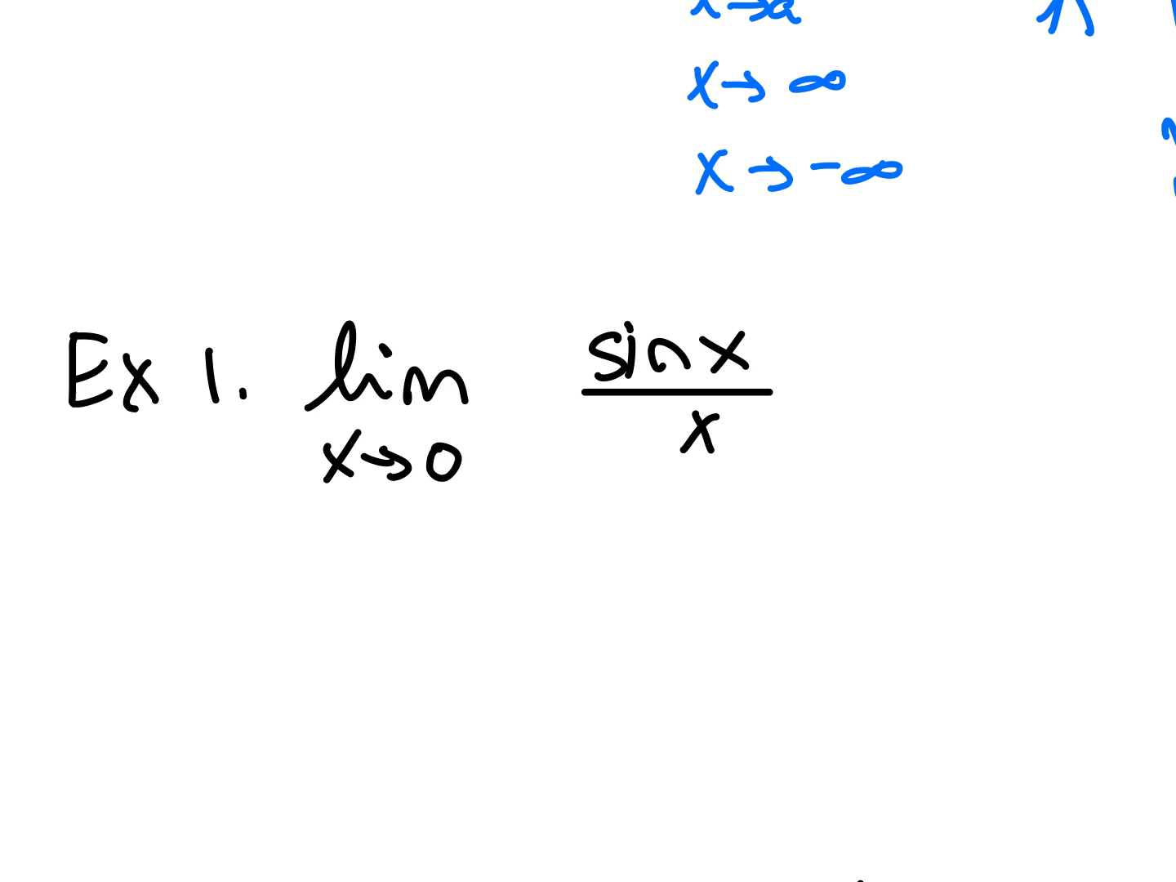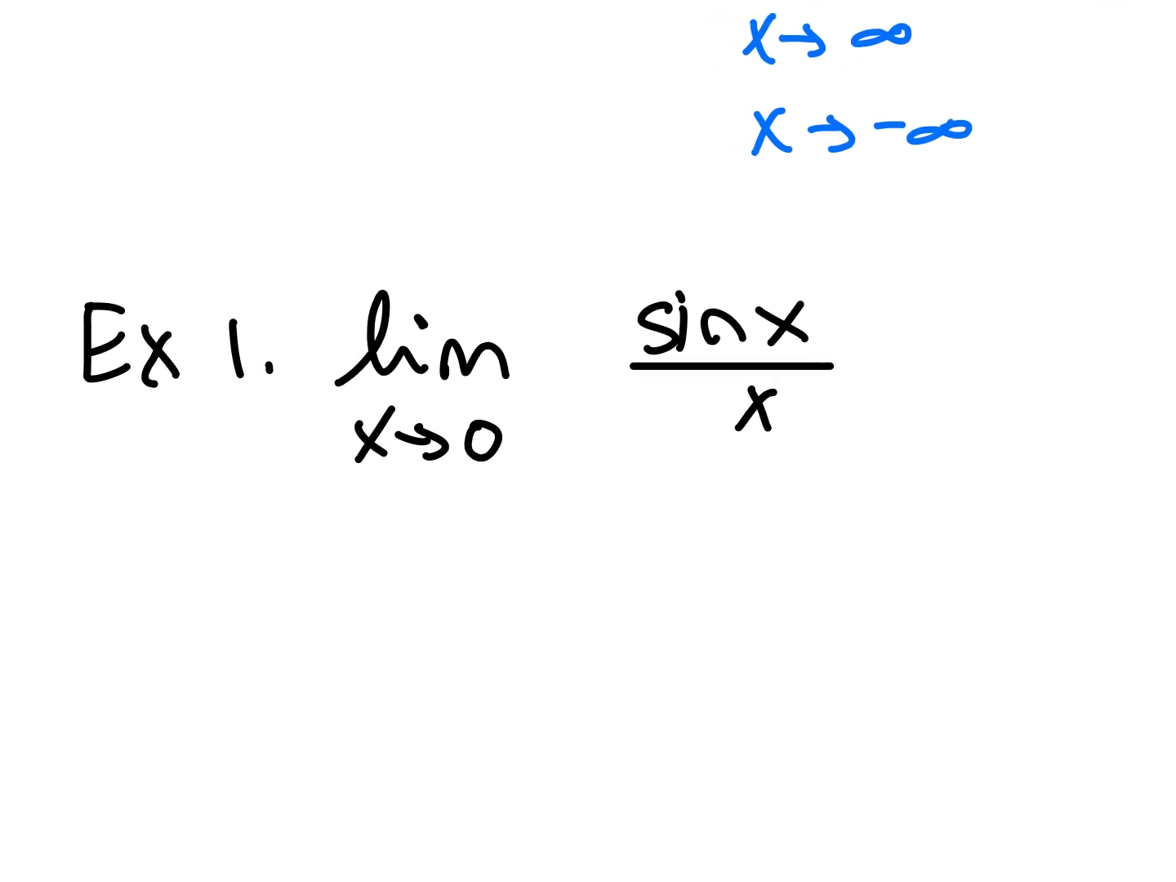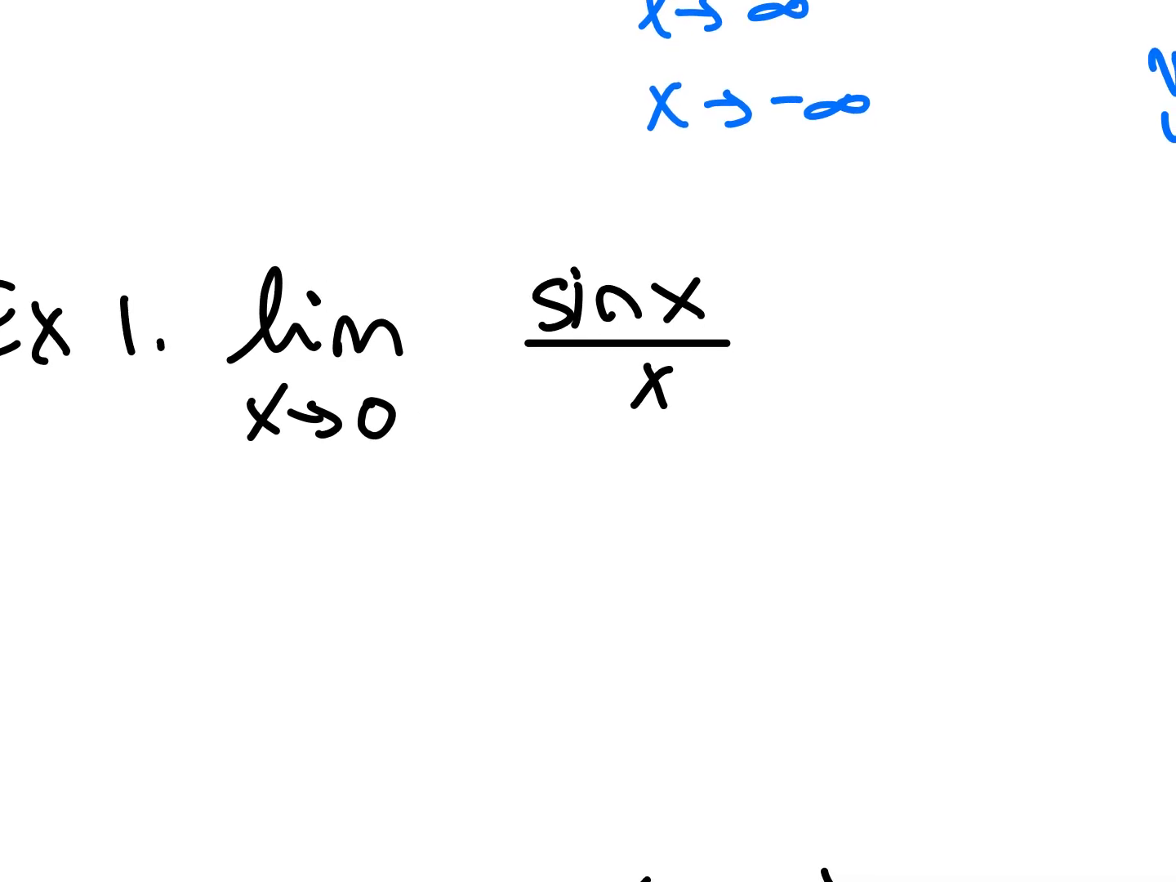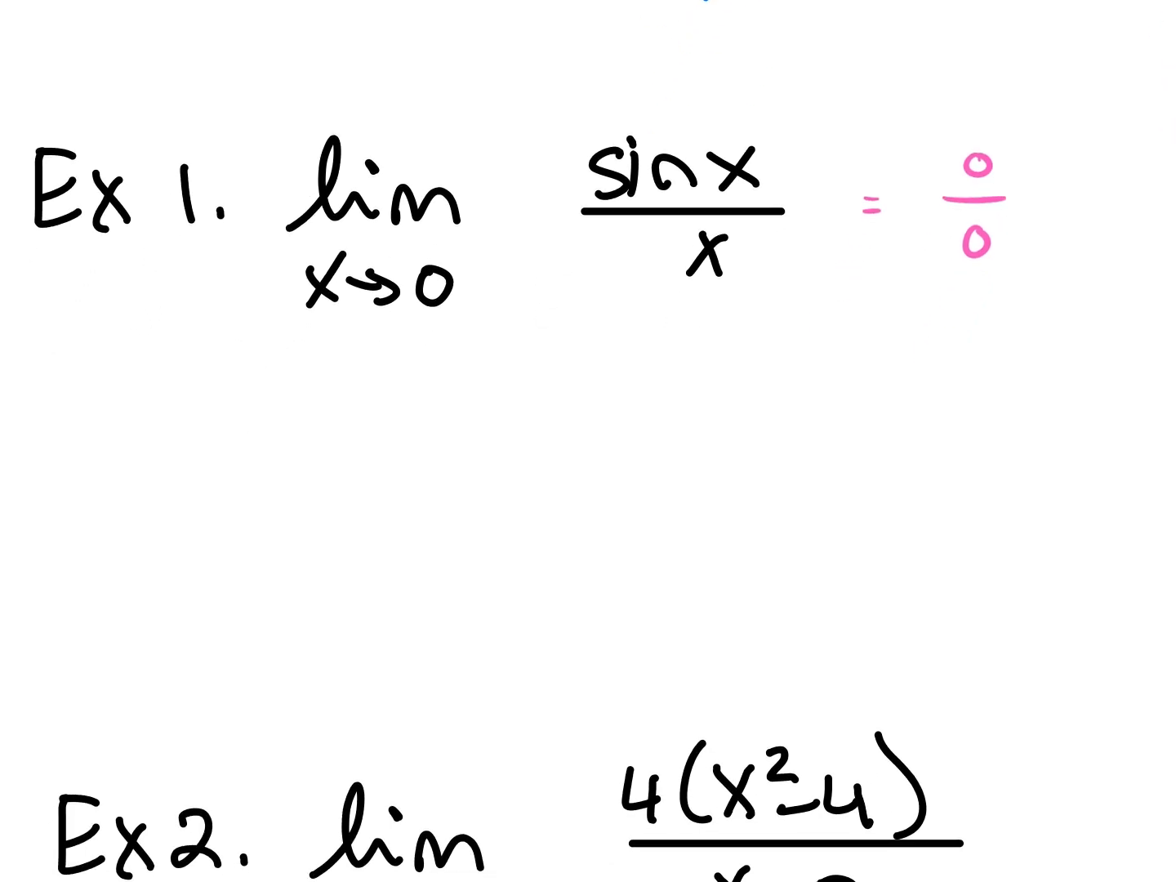So in example 1, we know that the limit as x approaches 0 of sine of x over x is equal to what? It equals 1. This was one of our rules. But the reasoning, the math behind it, ties us to L'Hopital's rule. If I were to use direct substitution and plug in 0, we would get 0 over 0. The sine of 0 would be 0, and when we plug in 0 to the x, we get 0. So we can use L'Hopital's rule.